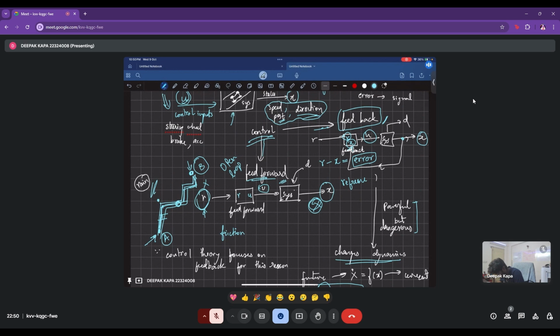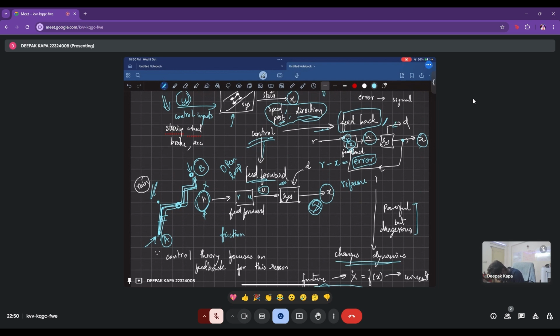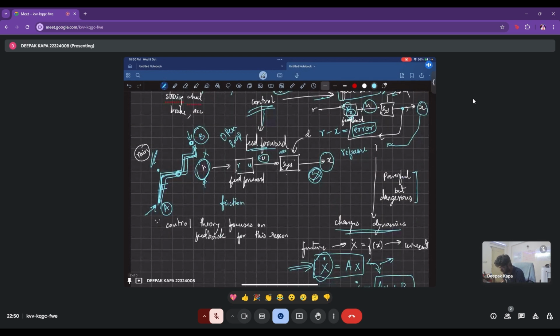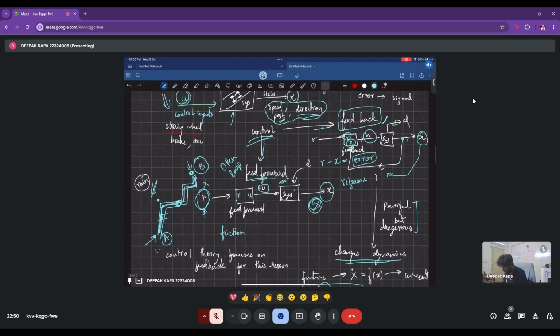Now if there's a new disturbance, that's going to change the state of my system, and this changed state is going to be fed back into my feedback controller, and now the feedback controller has an opportunity to respond to this unexpected disturbance that happened, which is not there in a feed forward controller. So that's why feedback controllers are often better.